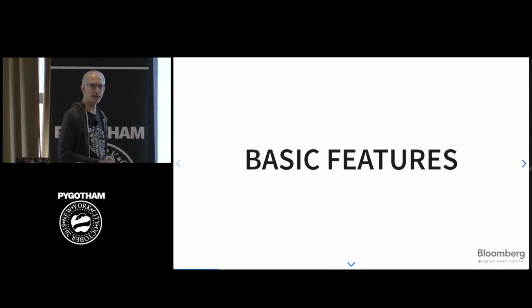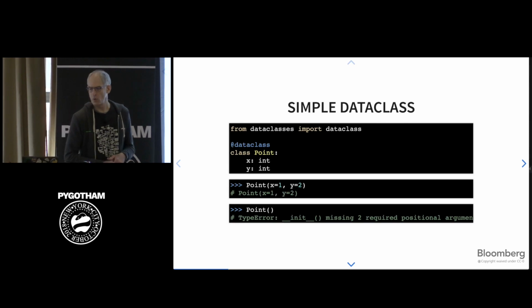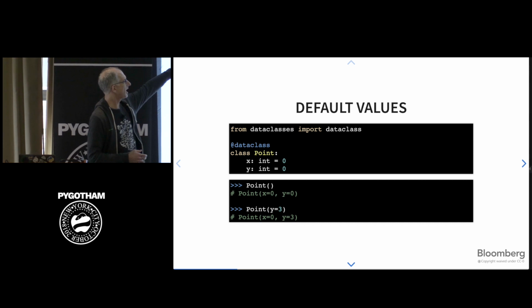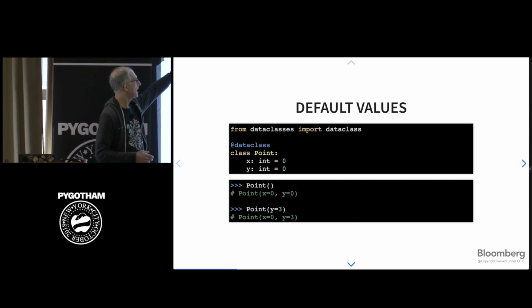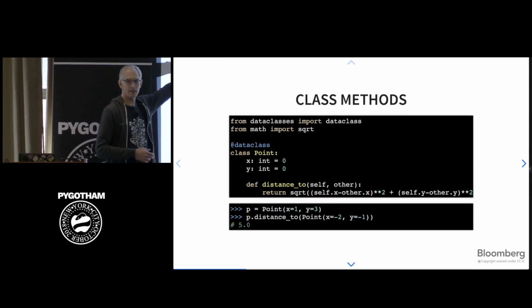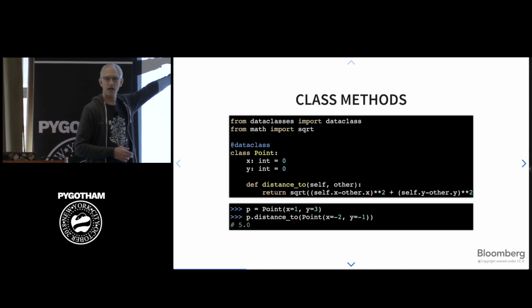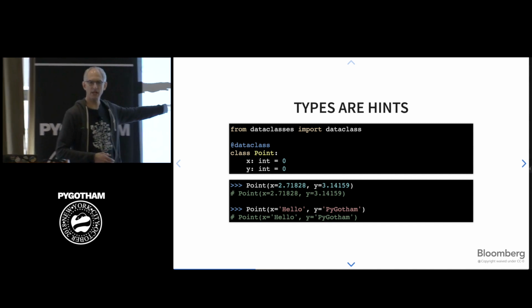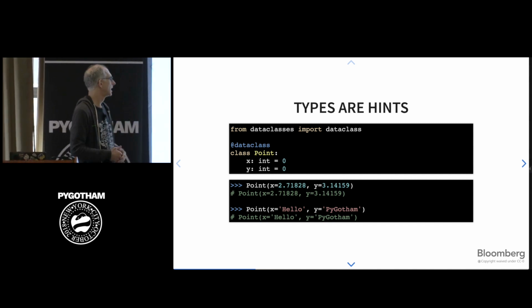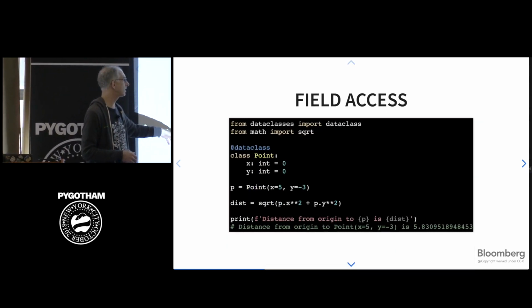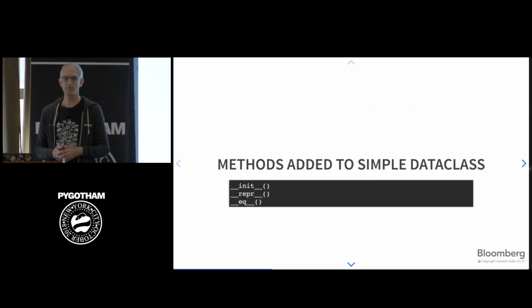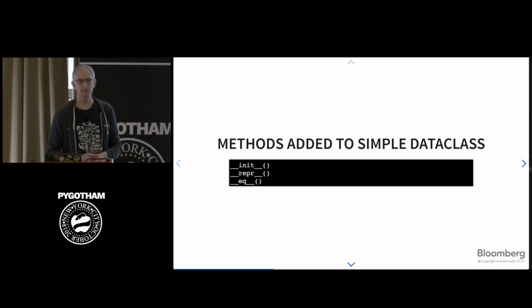So what are the basic features of a data class? Well, this is a data class right here. I've imported data classes, and then I just use the decorator, and then this is my class. From that, I am able to instantiate an instance of my class very simply. But what's missing here is that if I try to construct one of these without providing the required inputs, I get an error.